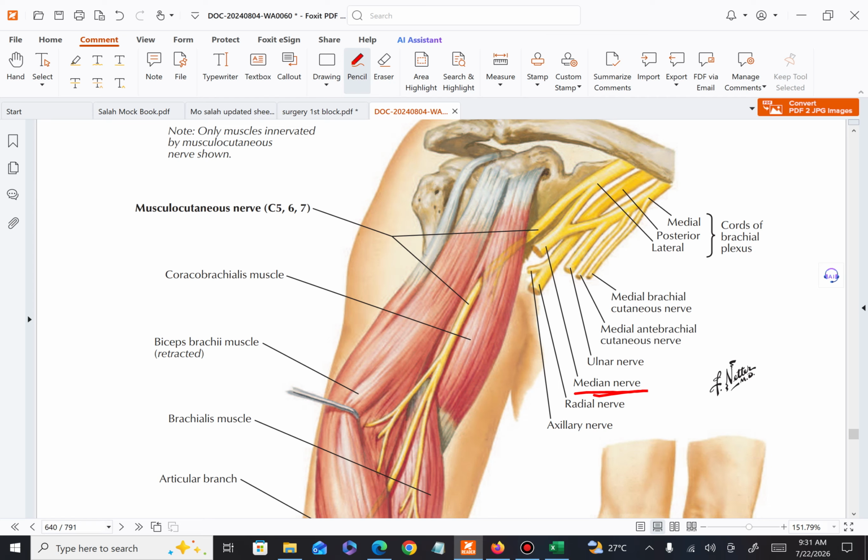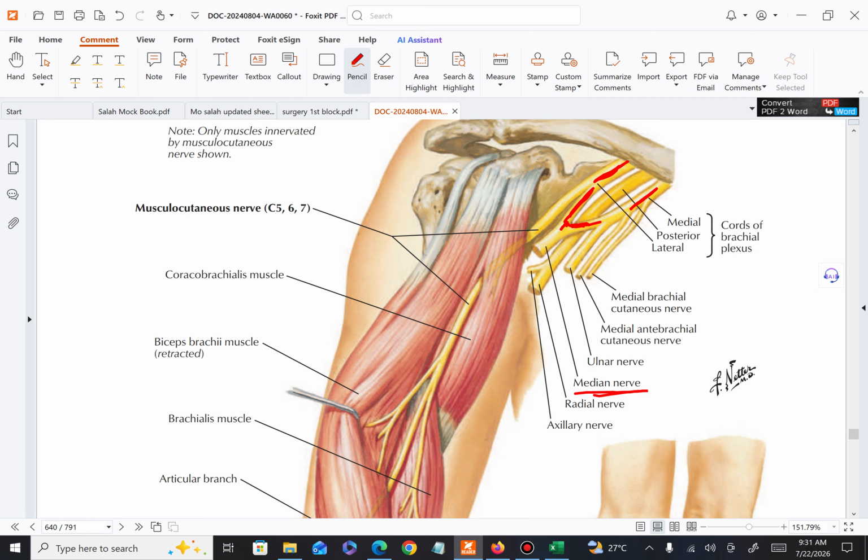It originates from the brachial plexus by two roots. One is the lateral root, and this one is the medial root. The lateral root comes from the lateral cord of the brachial plexus, while the medial root comes from the medial cord of the brachial plexus.